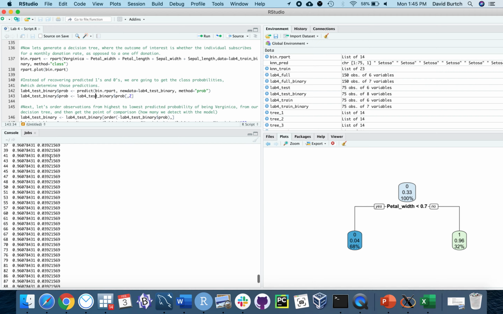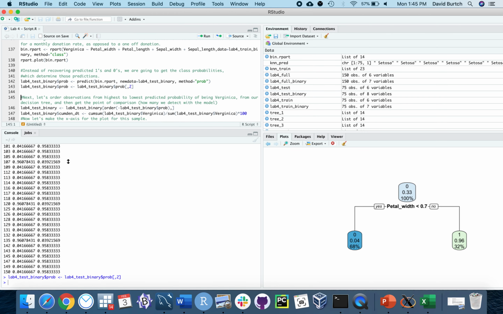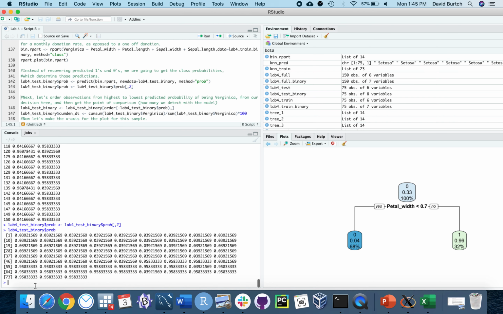So again, I only care about the second column here. I don't care about the probability that it is not Virginica. What I care about is the probability that any observation is a Virginica based on my model. So what I'm doing here is overwriting that variable that contains two vectors with a new variable, which is just the one vector: all rows with the second column, this column here. Okay, so I'm just going to have probabilities that it's a Virginica. So now, if I look at it again, it's just the one column of values, probabilities that it's a Virginica.